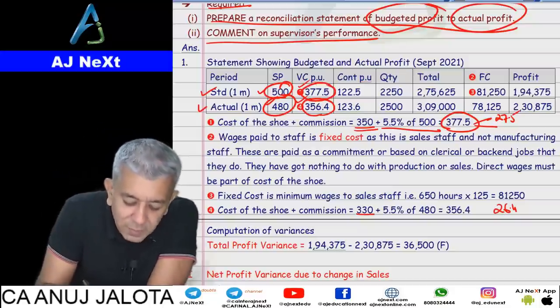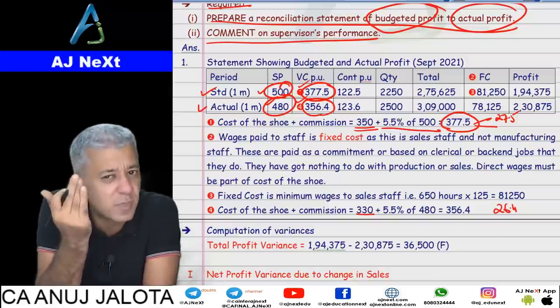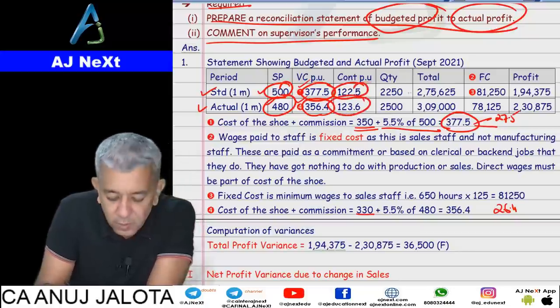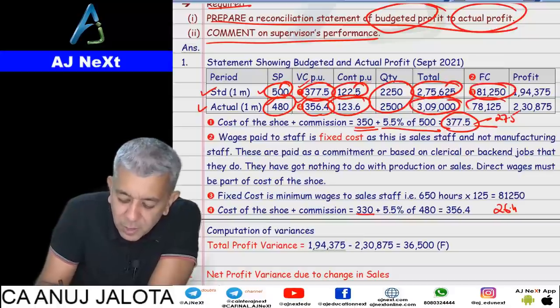So selling price minus variable cost, we are following marginal costing for all calculation of variances, makes our job very easy. So subtract that, you get your contribution, multiply by quantity. Okay, you arrive at your total contribution. From there, please subtract your fixed cost.